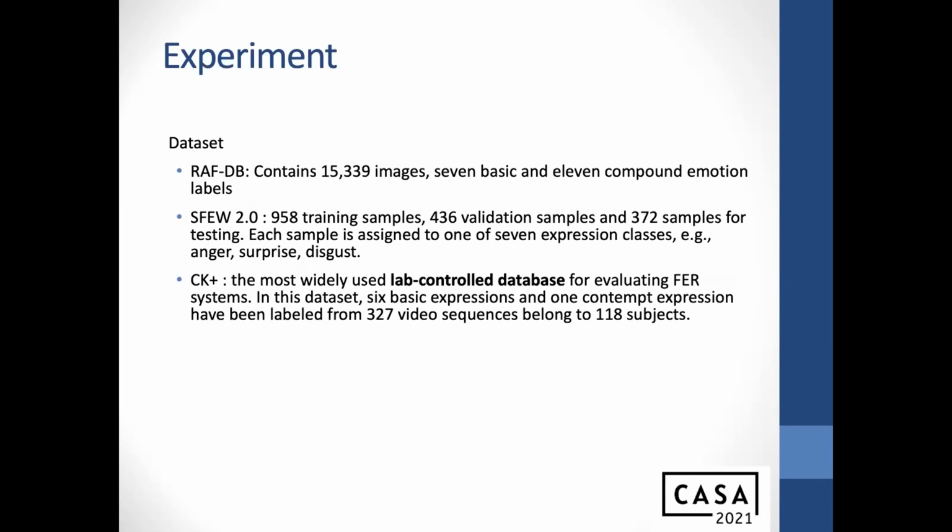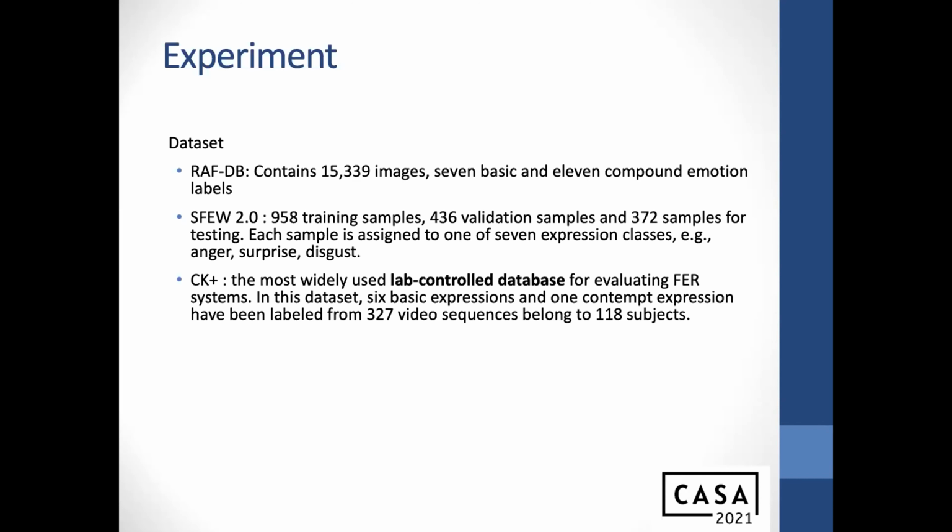To help analyze our method, we evaluate on 3 public data sets. The first one is RAF-DB. This data set is a real-world database that consists of 7 basic emotion classes, and for evaluation, 15,339 images are used, divided into 2 parts. The first part is for training and the rest is for testing.